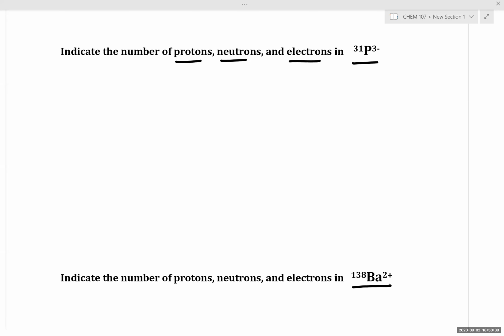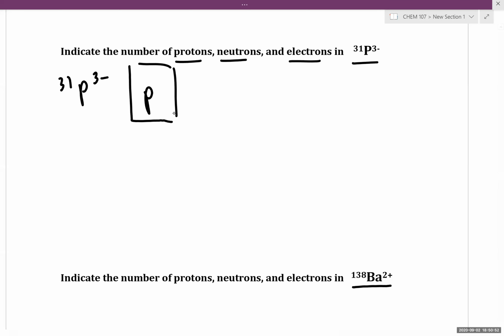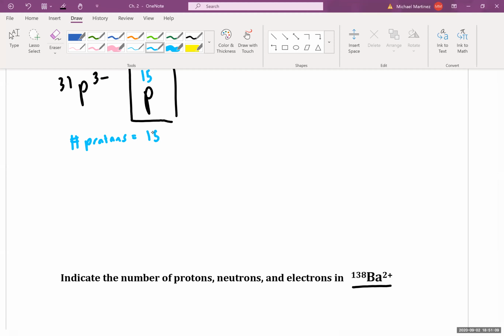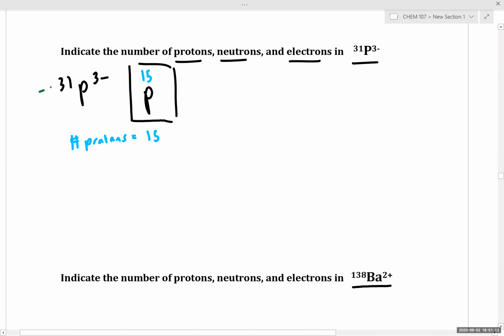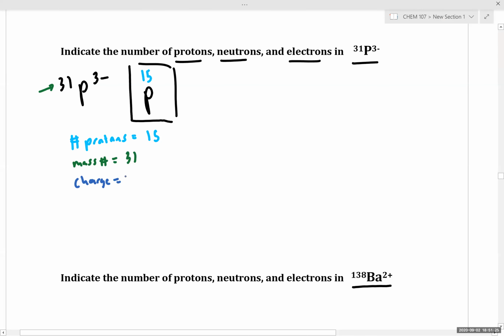Okay, so let's discuss these examples. So first we have phosphorus 31, 3 minus. So for phosphorus, what is the atomic number in the periodic table? 15. Okay, perfect. So we know that our number of protons is equal to 15. We know as well that our mass number is 31. And we know that our charge is equal to -3.